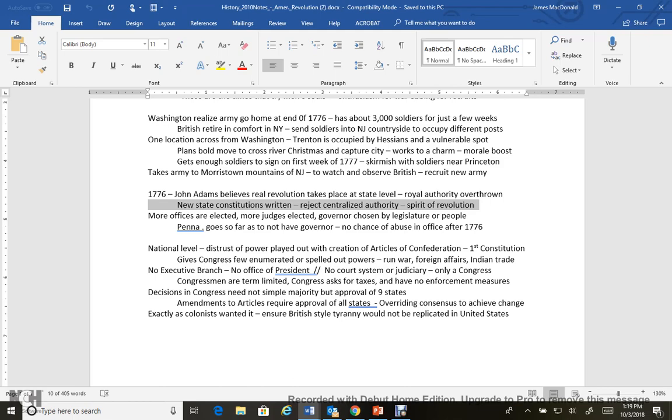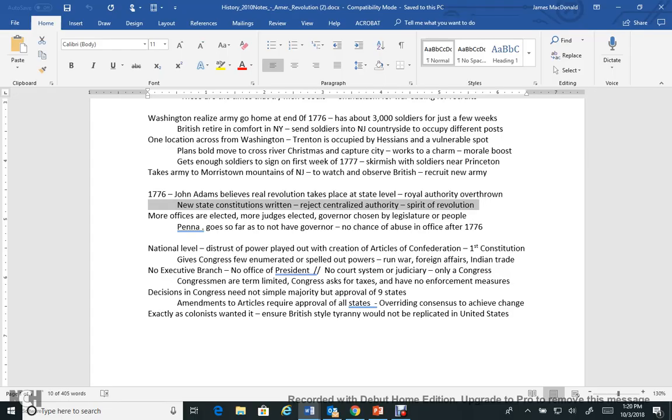More offices in the different states are elected, not appointed, where a royal governor or royal official would choose the person to become a judge or an official within that colony. But now more of them are up to the direct election of the people. In some cases, the governor was chosen by the legislature or the governor was popularly elected. This is far different from the old colonial ways of the crown, the king or queen, appointing a governor and the royal governors. So this is a dramatic change, and Adams was right.